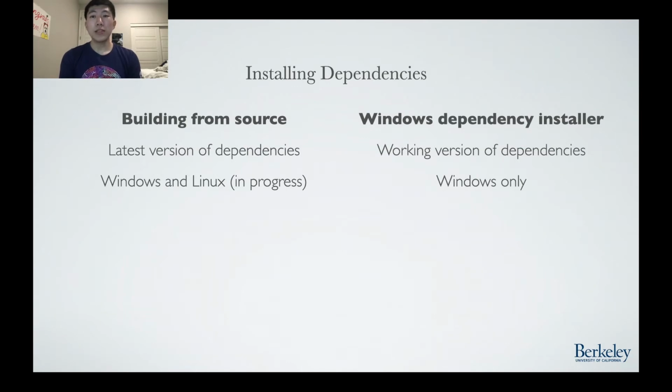If this dependency installer doesn't suit your needs, or you are building OpenARK on Linux, you need to either build from source or, on Linux, obtain the dependencies via your package manager. The instructions for this are under the documentation folder in the repository.